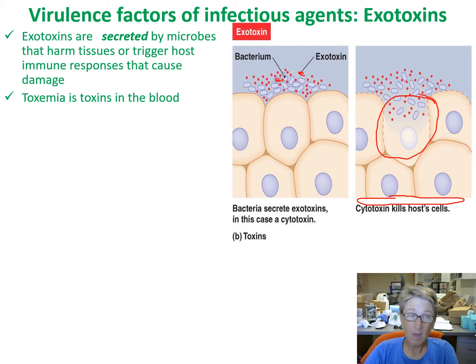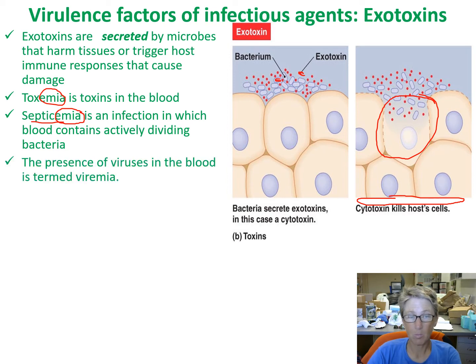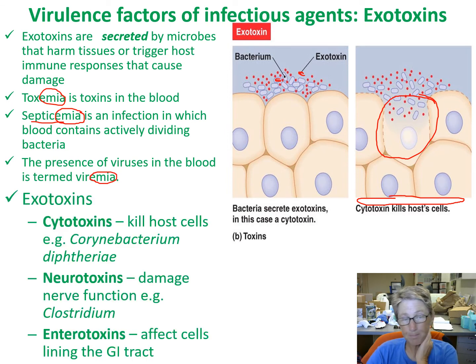So toxemia is toxins in the blood. Then septicemia. These emias: toxemia, toxins in the blood. Septicemia is an infection in the blood, and septicemia would imply that there are actively dividing bacteria in your blood. Viremia, so emia is blood, is the presence of viruses in your blood. So all the emias, you have to know those.